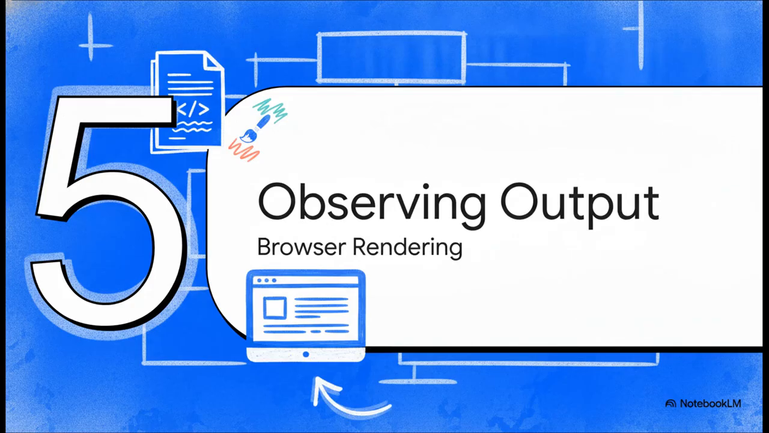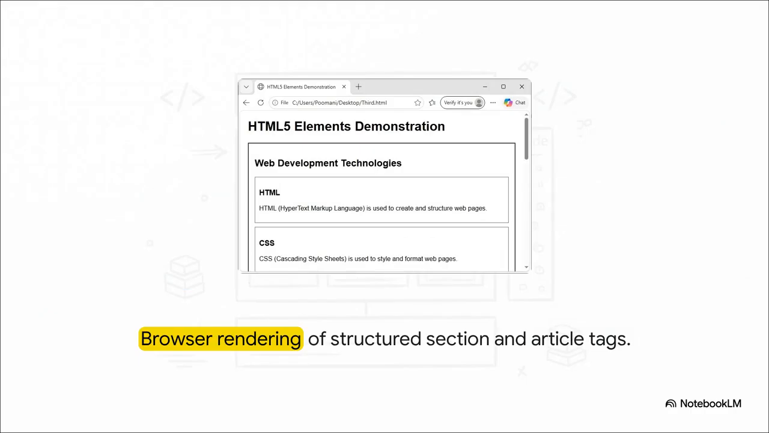Section 5, Observing the Output. The fun part. Okay, notice how the browser applies our CSS borders here to visibly separate the content chunks. It's really cool. You can clearly see the thick border creating our broad web development technology section. But look closely inside that bounding box. You'll see the individual article blocks for HTML and CSS cleanly separated by their own lighter borders. The structure we meticulously typed in the back end is now perfectly mirrored on the front end.